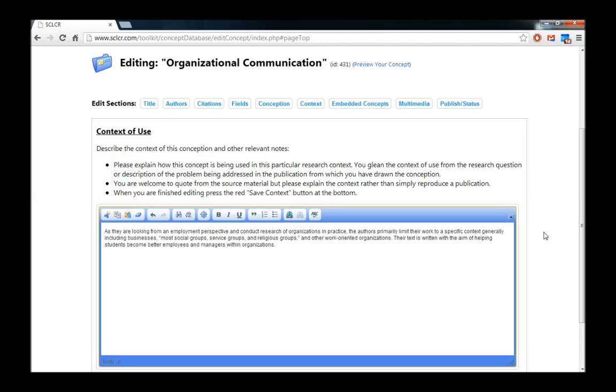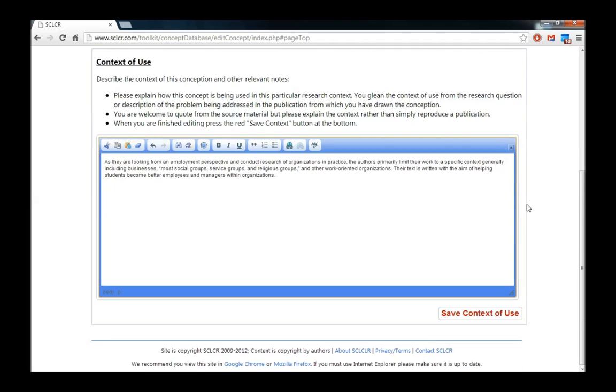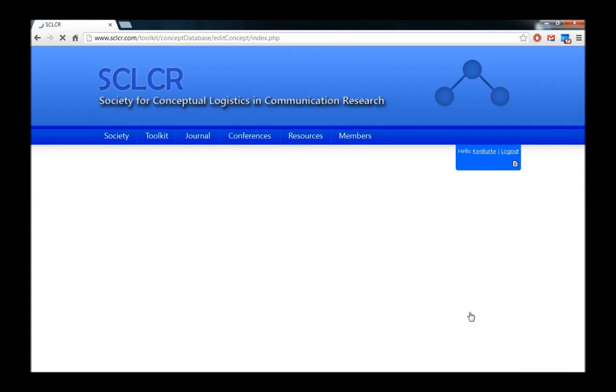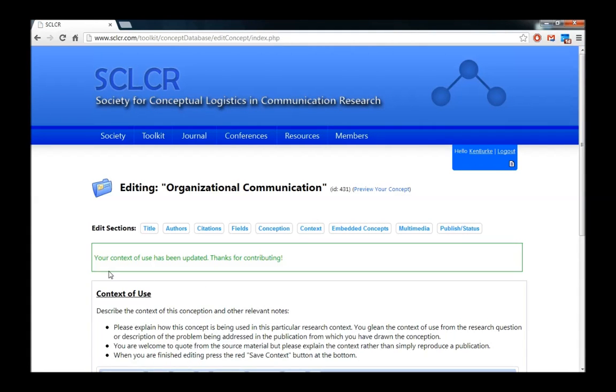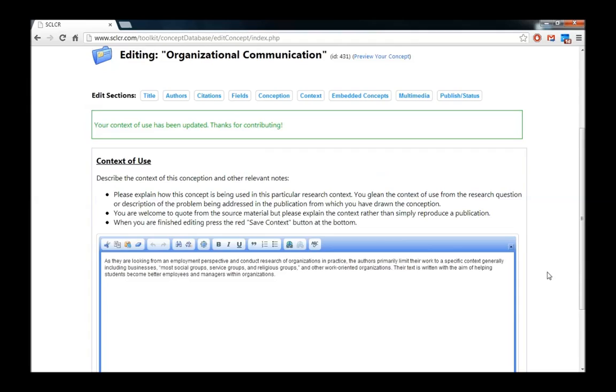So now that we've gone ahead and typed in our context of use, we'll just hit save. And you can see the green box, which is always good, that says your context of use has been updated. Thank you for contributing.